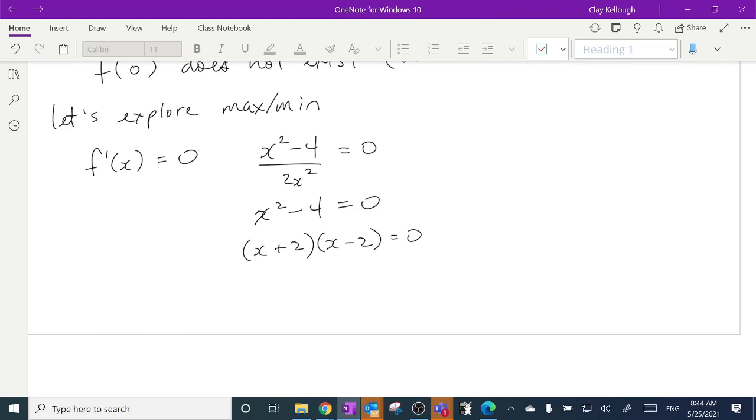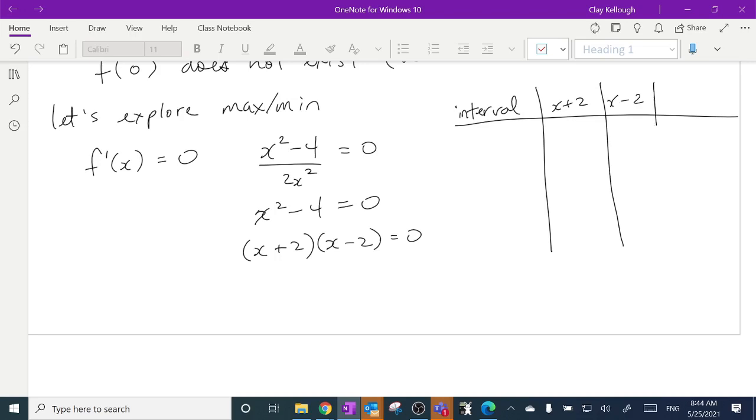And again, since I've got 2 factors, I think I'll go back to an interval diagram or interval chart. x plus 2, x minus 2, and my function. Okay, so this would be x is negative 2, this would be x is 2. But remember, I do have kind of another interval that I have to deal with. I have also x is 0. Kind of breaks things up, right?